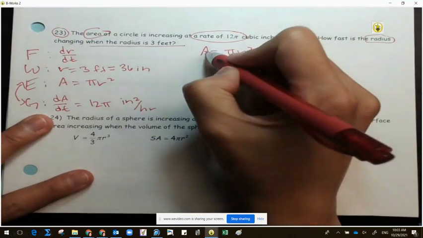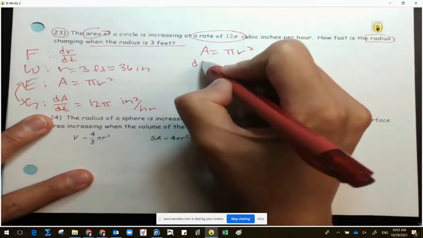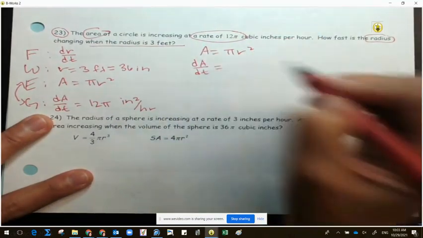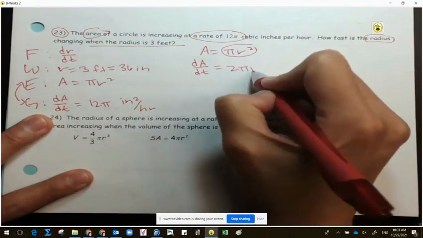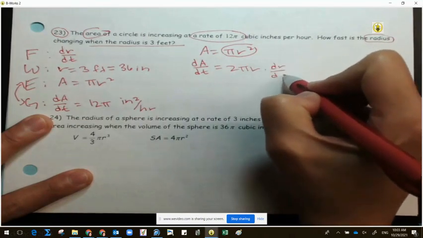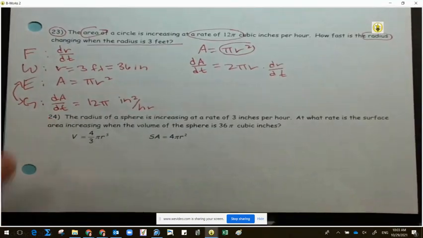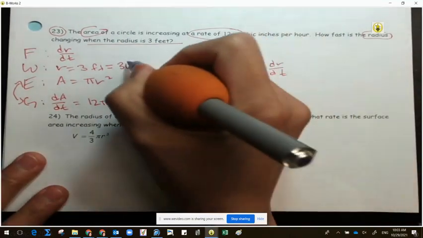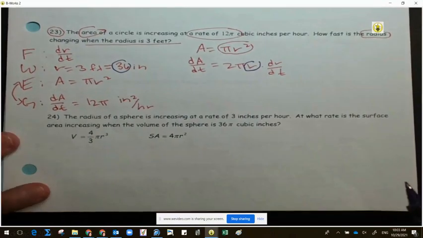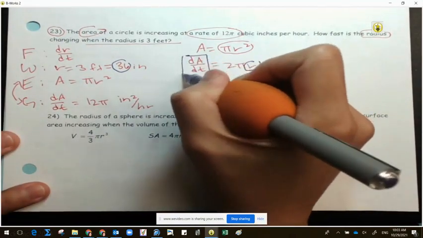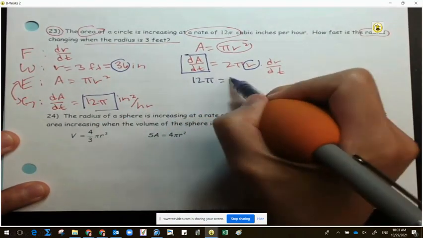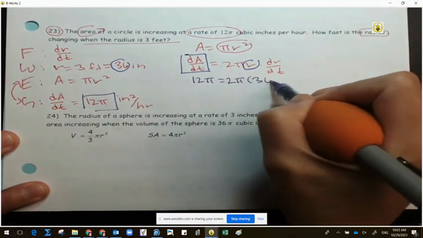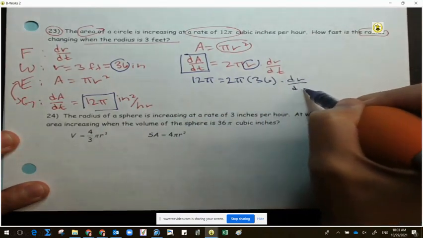So then let's start by writing out our derivative of the area. If I find the derivative of A, isn't that 1? And dA over dt. What is the derivative of pi r squared? 2 pi r. That's dr over dt. And then let's plug in what I know. So we know the radius is how many? 36. What else do I know? That equals 12 pi. So let's plug it in. 12 pi is equal to 2 pi times 36, and then we have dr over dt.